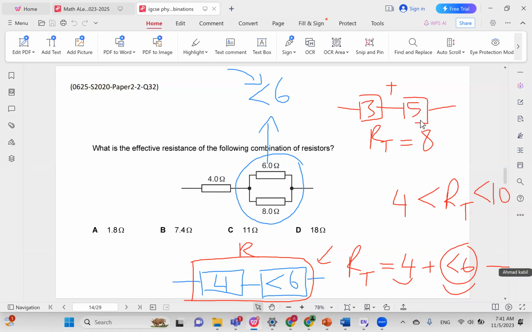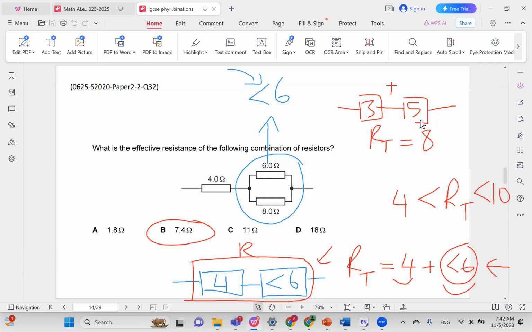Because this number is less than 6, so it's 5 or 4 or 3 or whatever. So 4 plus something that is less than 6 will definitely give me a number less than 10. So the only number in the choices that lies between 4 and 10 is 7.4.